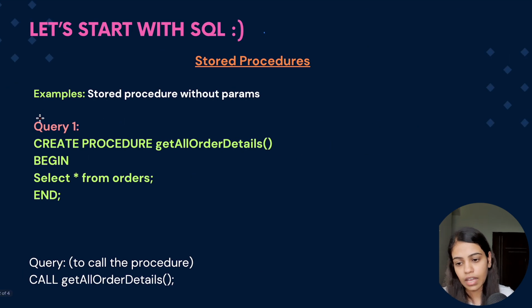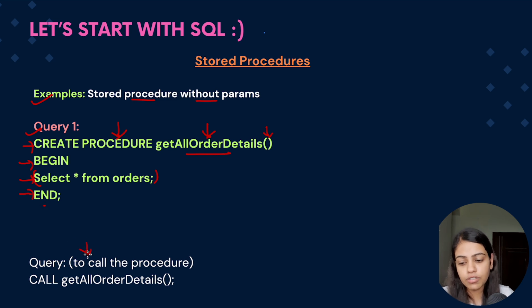So let's see an example where we are using a stored procedure without params. Here we are trying to create a procedure where we get all the order details. So we'll give create and then we'll give procedure, and then we'll give the procedure name. If there are any params we'll provide them, but since it is without params, we'll leave it empty. Then we'll give begin, and then we'll provide the query, that is select star from orders, which will give me the entire order details. And then we'll provide end.